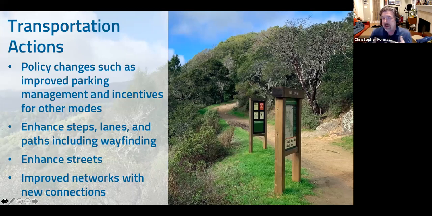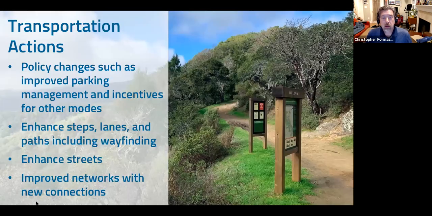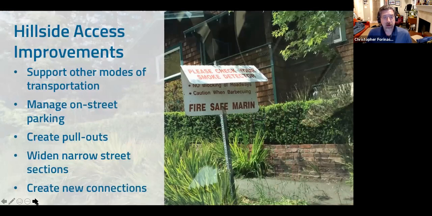Enhancements to streets can include strategic pullouts. In other words, a very short length of widened roadway so that passing vehicles can effectively get past without expanding the entire street width. And possibly improved connections, or improving the network overall by providing more connections, and those can be within the neighborhood or to the town or to the fire roads leading up and over the hills. Next slide, please. I had you going backwards again, sorry, Mindy.